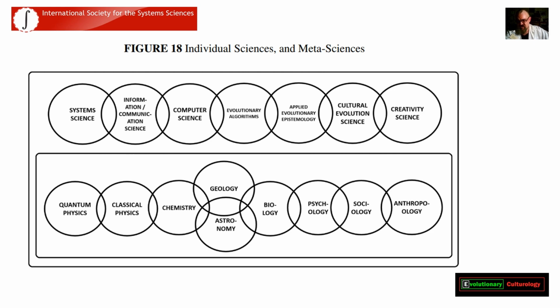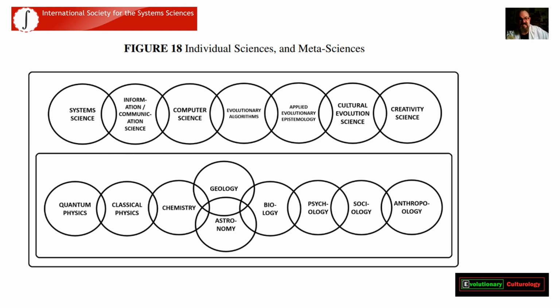And you can do creativity science on all those domains down the bottom, including the arts and humanities, culture, because you can look at the emergence of new, useful and surprising units in any domain, from classical physics to chemistry to biology to psychology, etc. You get the idea. So we've got the individual sciences down the bottom, and a level above we have meta sciences, such as systems science, of course.